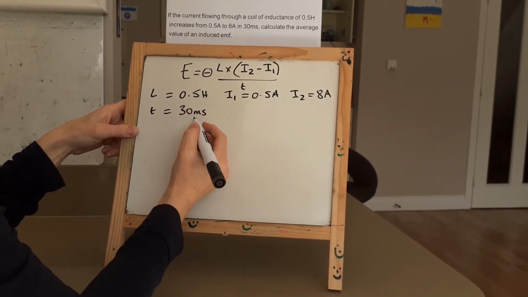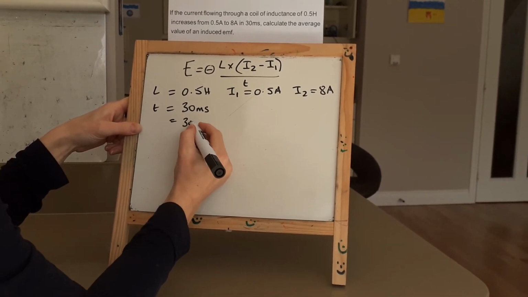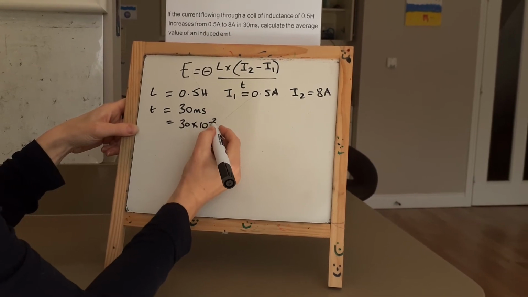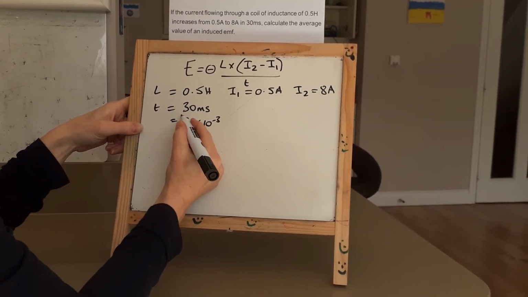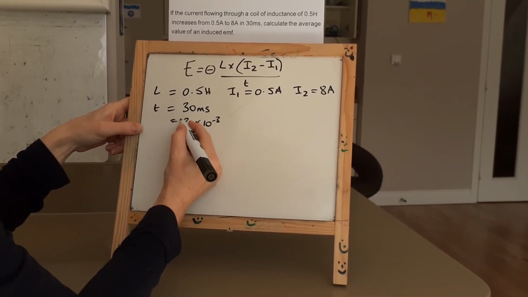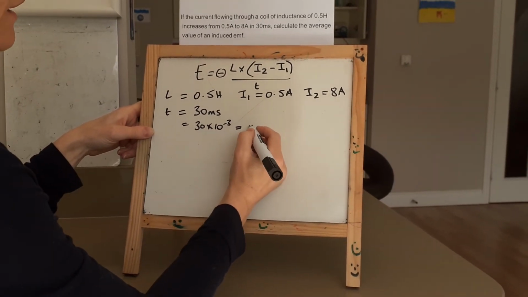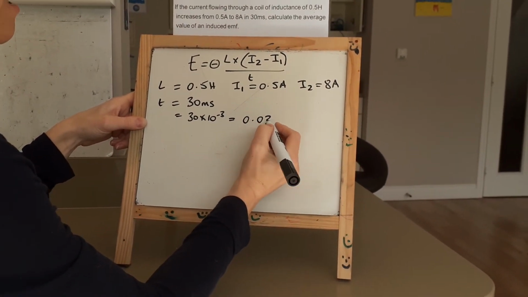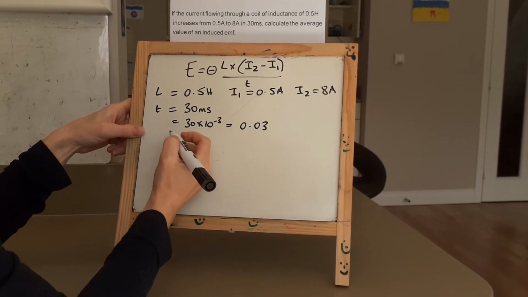So milli, that tells us it's times 10 to the minus 3, and we need to bounce our decimal point 3 places to the left. And this is going to give us an easier number in our equation.